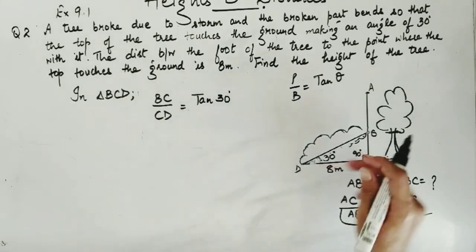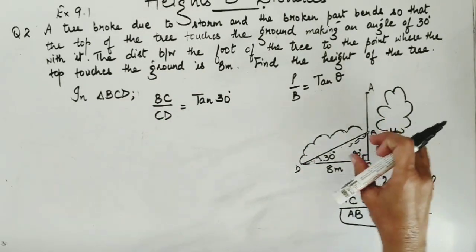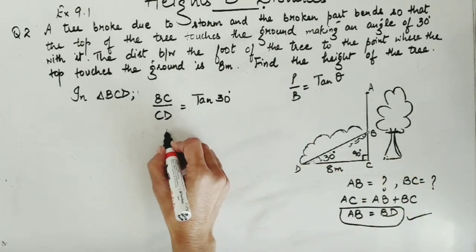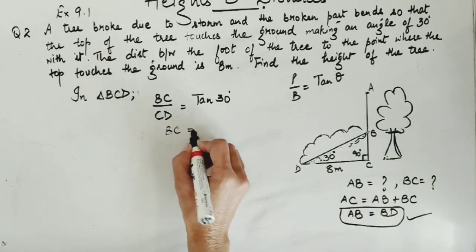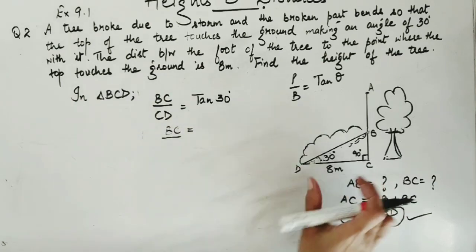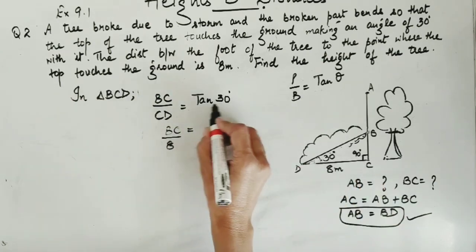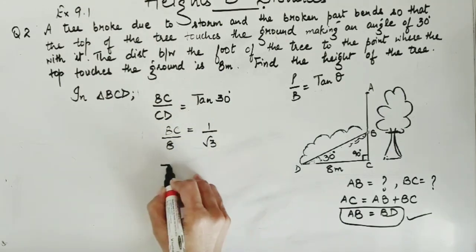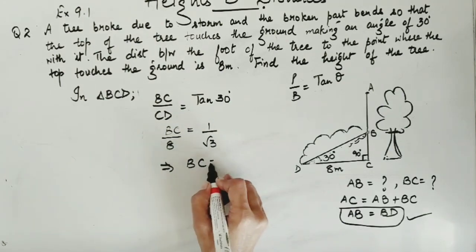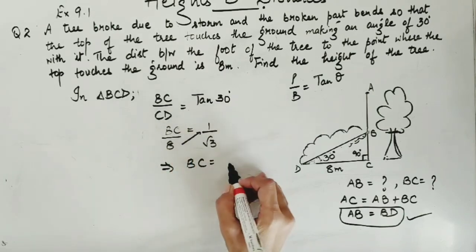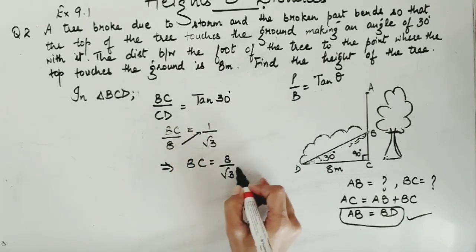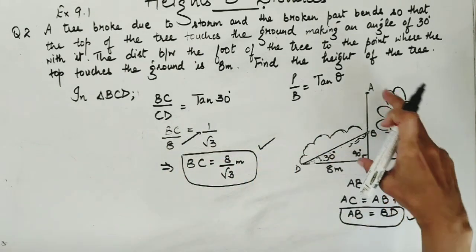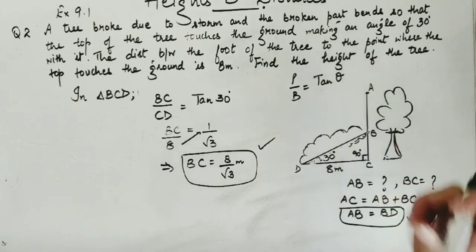BC is unknown, it's that part of the tree which is still standing firmly. BC we are looking for. CD, what is the measure of CD? It's 8 meters. Tan 30, we know tan 30 is 1 by root 3. So the length of BC will be, bring this 8 here, 8 upon root 3 meters. A portion of that total height is calculated, BC is found.